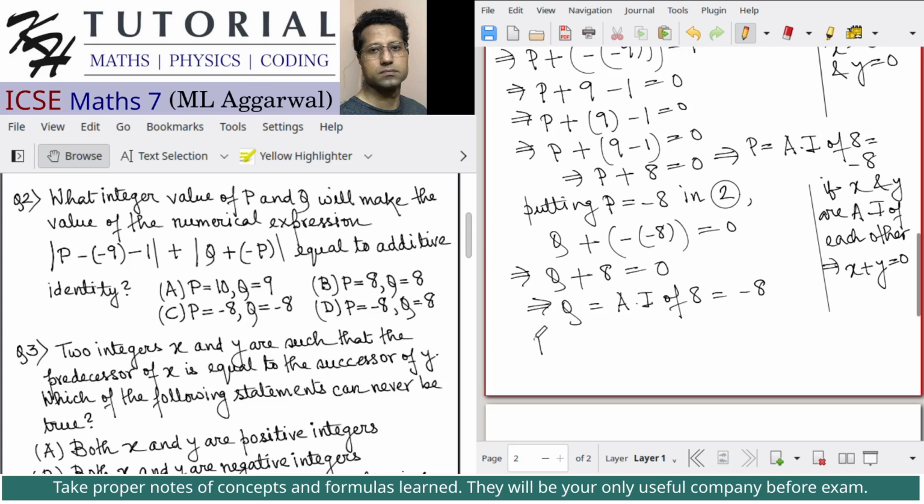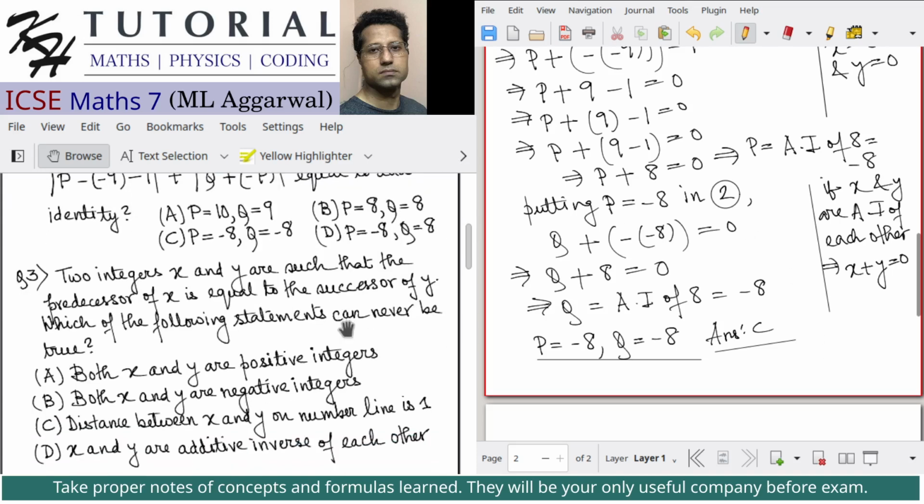So the answer is the value of P and Q will be P is equal to minus 8 and Q is also equal to minus 8. So these are the values of P and Q that will make the given numerical expression's value equal to 0, that is additive identity. So the correct choice is C.